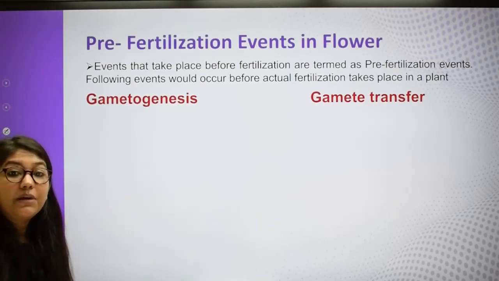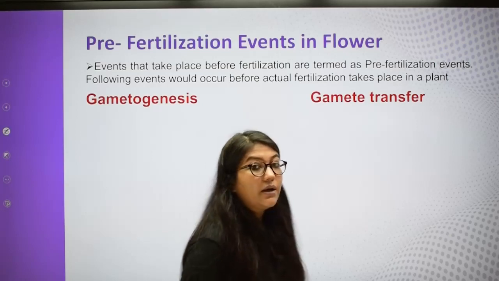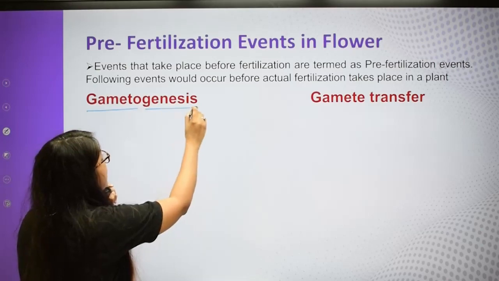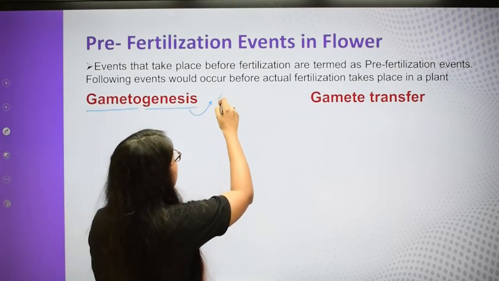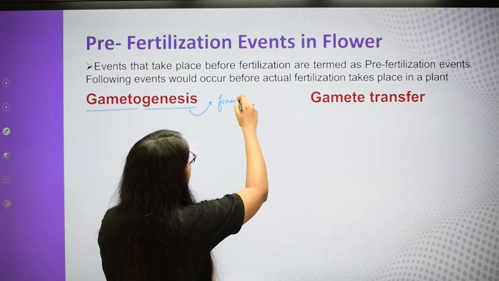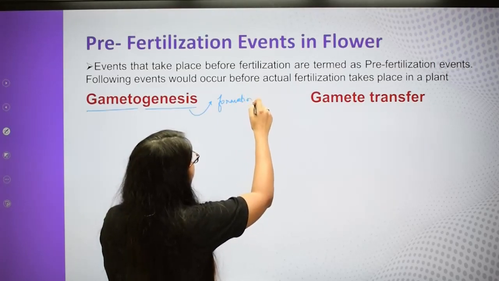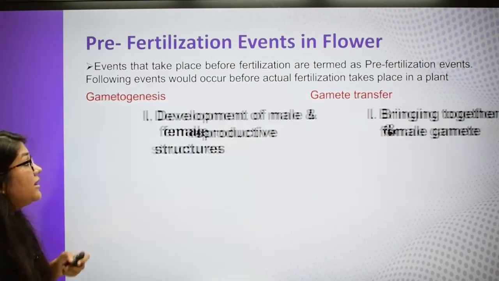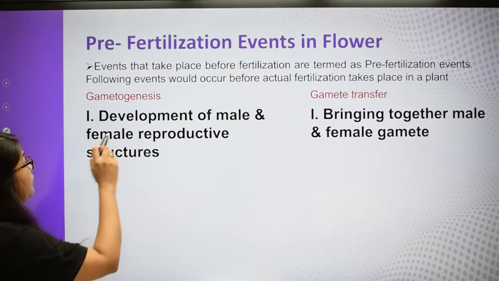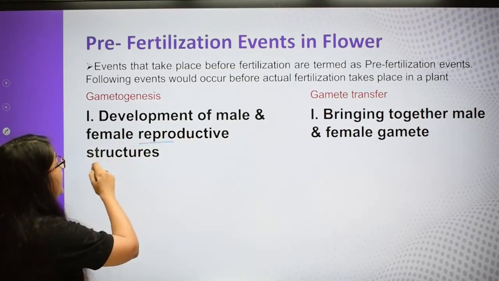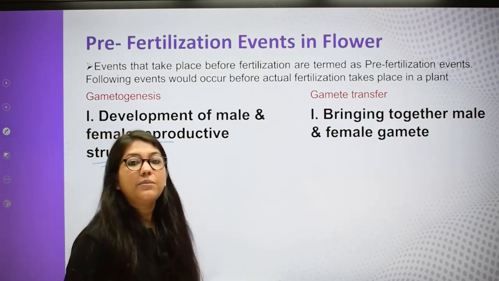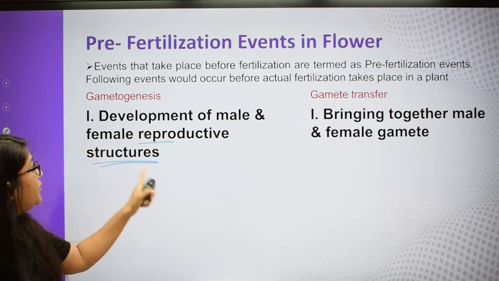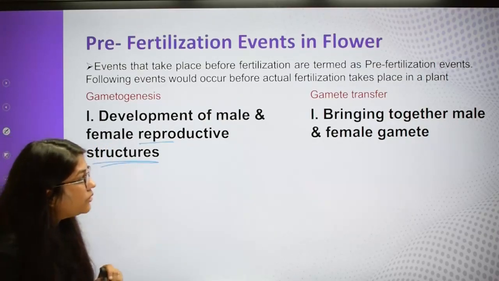Gametogenesis and gamete transfer. Everybody knows what gametes are, right? So see here, what is the term? Gametogenesis. What is the meaning of the term genesis? Formation. Genesis means formation. So gametogenesis is nothing but the formation of the gametes. Let's see here, development of the male and the female reproductive structures, right? Ultimately, where will gametes develop? They are going to develop in the reproductive structures. So the development of the male and the female reproductive structures comes here.